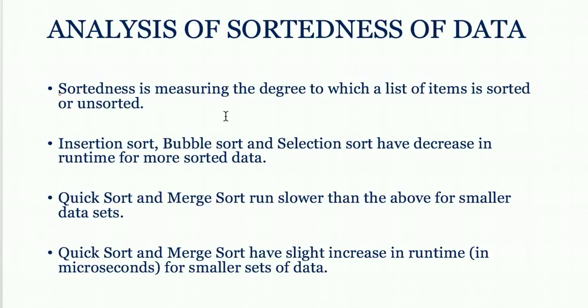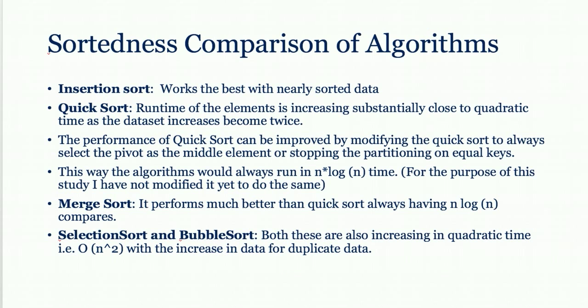So it's basically a measure of the degree to which a list of items is sorted or unsorted. As we notice, insertion sort, bubble sort, and selection sort have a decrease in runtime for more sorted data, whereas quicksort and merge sort run slower than the above for smaller datasets. Quicksort and merge sort also have a slight increase in runtime for smaller sets of data.